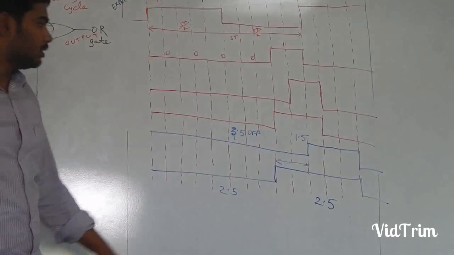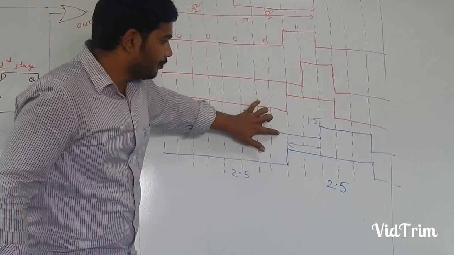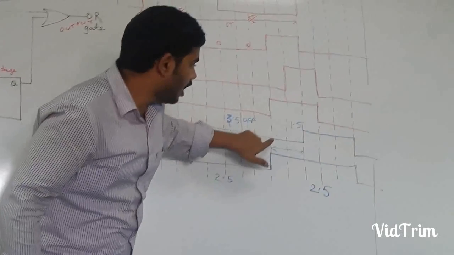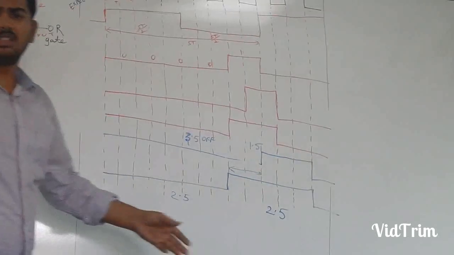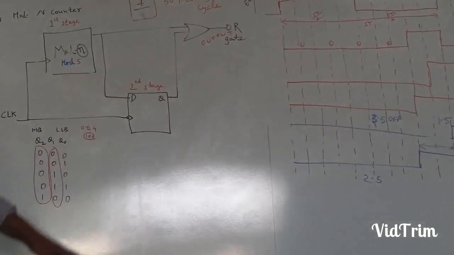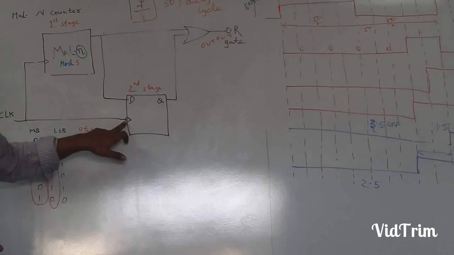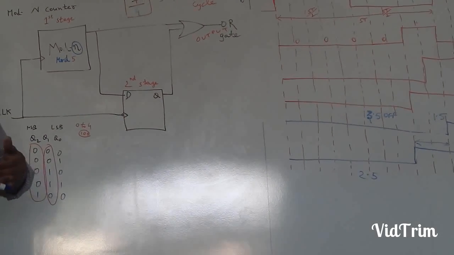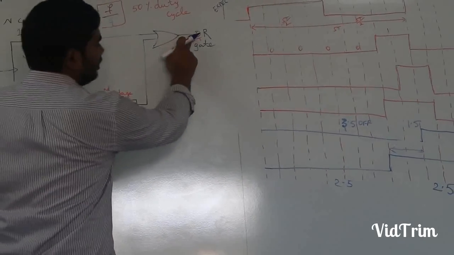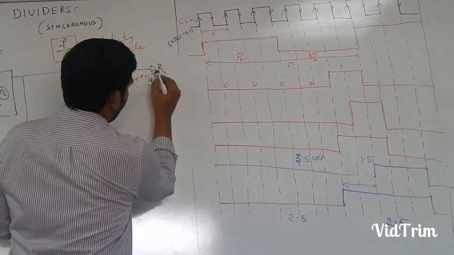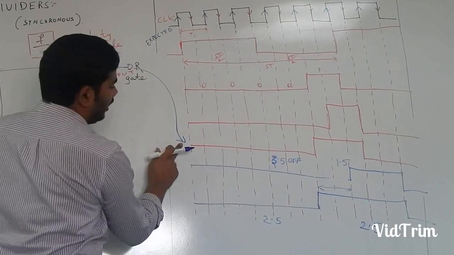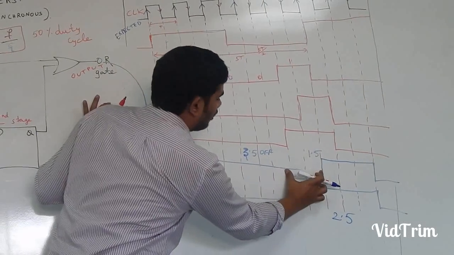So how to approach this? See, the same output, how can I delay it by one clock pulse? Simple, like we discussed in the previous lecture. In order to delay it by half a clock pulse, catch it at negative edge. In order to delay for one full clock pulse, capture it at positive edge. See, this is the output. And we want one full clock pulse delay.